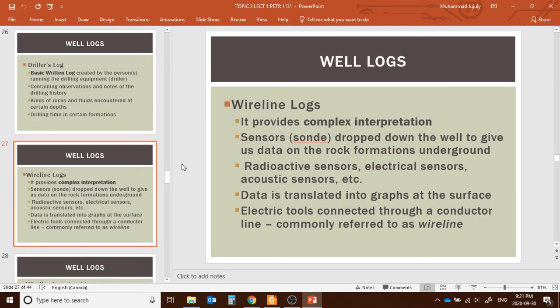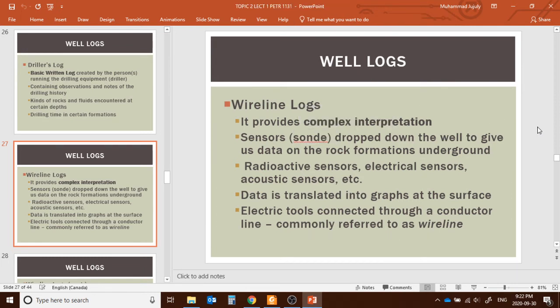Now there is another type of log, we call it wireline logs. It provides more complex interpretation. So how does it work? For instance, we start drilling and the drillers write down their logs, and after a certain depth we send some sensors inside through a wire. So the hole has been created. After that we put some sensors, and those sensors are known as sonde.